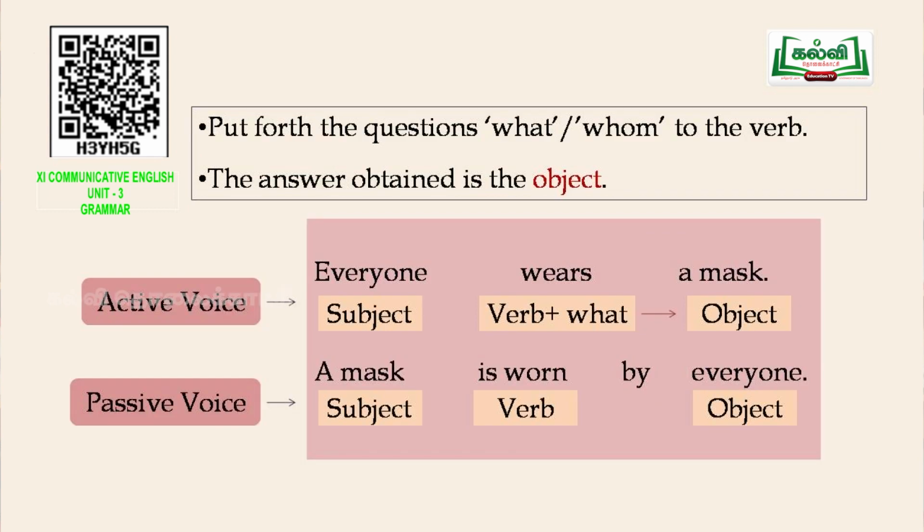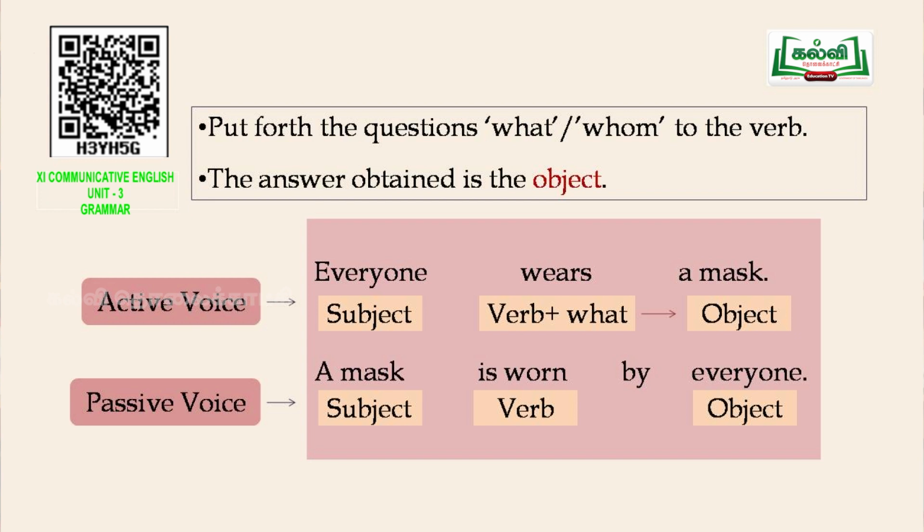Now look at the sentence. Everyone wears a mask. Everyone is the subject. Wears is the verb. Everyone wears what? A mask. So a mask is the object. And as I told you earlier, the subject everyone does the action. So this sentence is of the active voice.